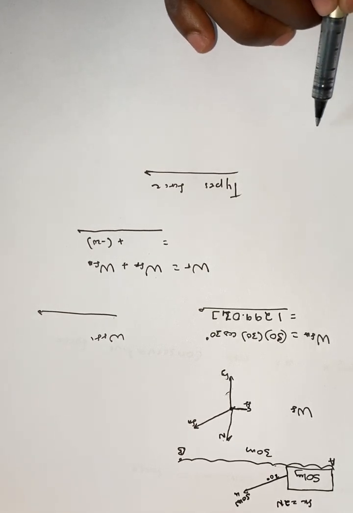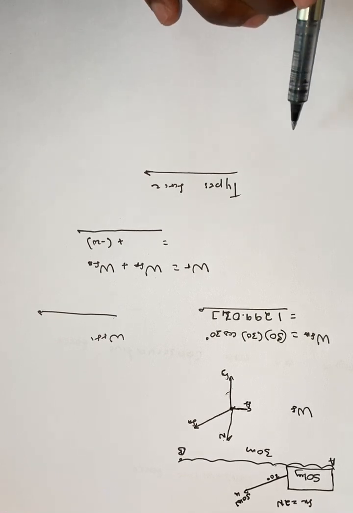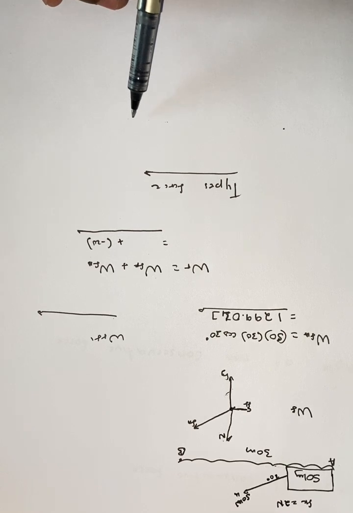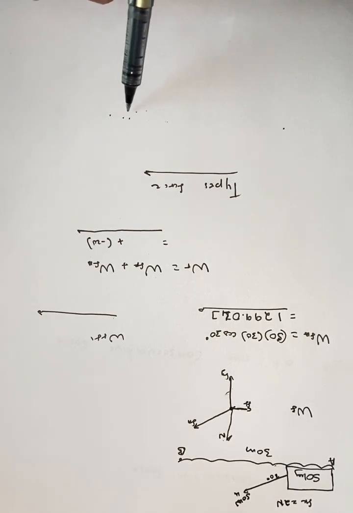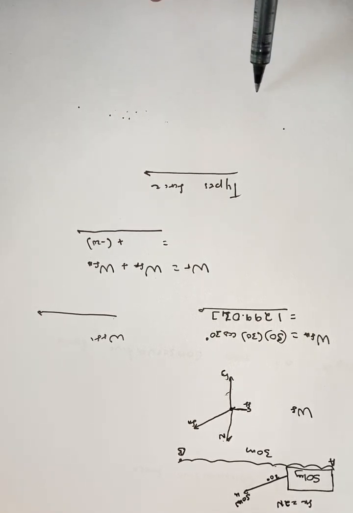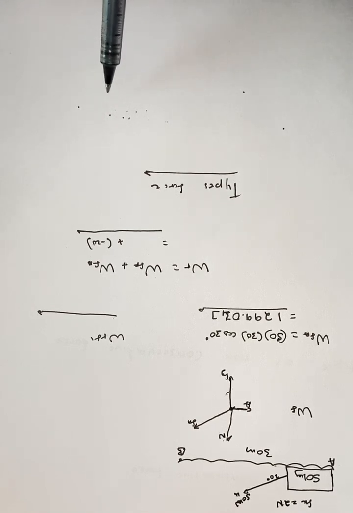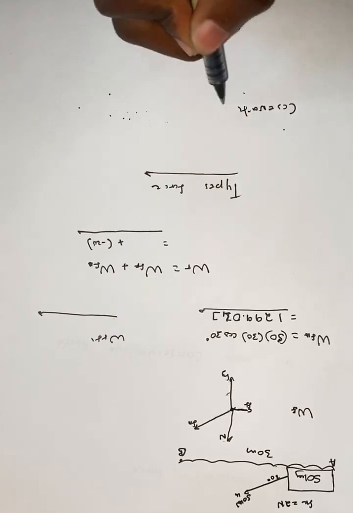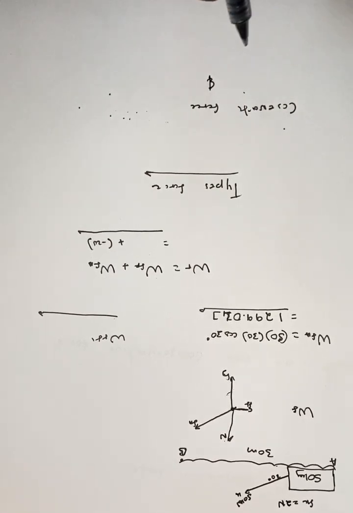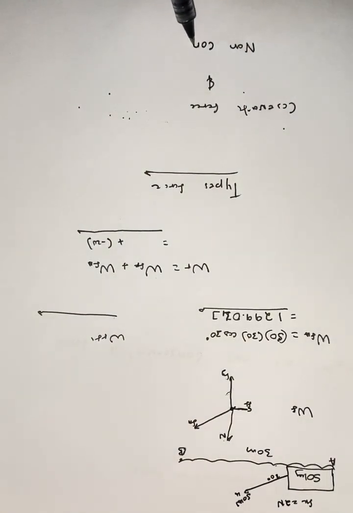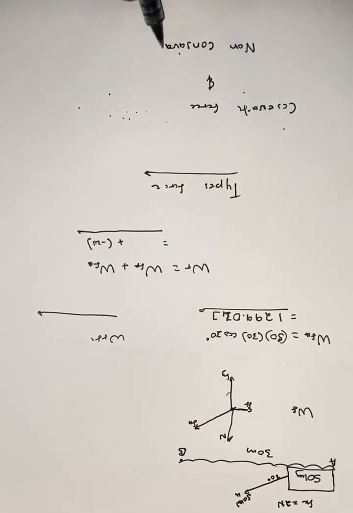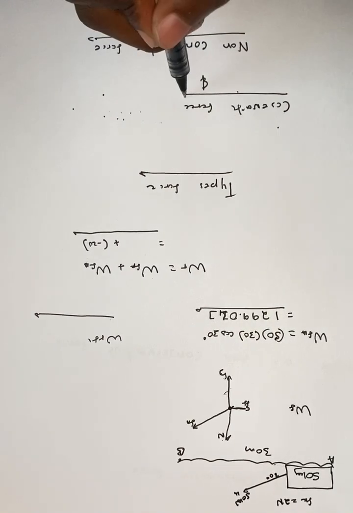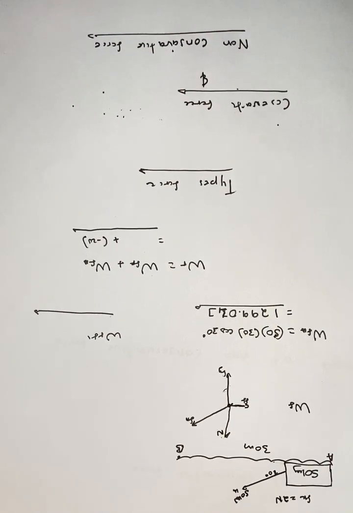So it sounds the same, but it's not the same. A conservative force is a force for which the work done in moving an object between 2 points does not depend on, or is independent of, the path taken. Yet a non-conservative force depends on the path taken. So we have conservative force and non-conservative force. I won't write the definition. I hope you understand that one.